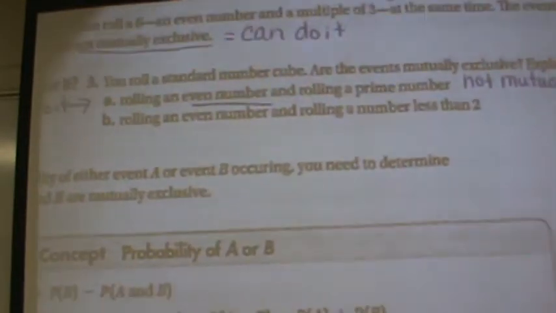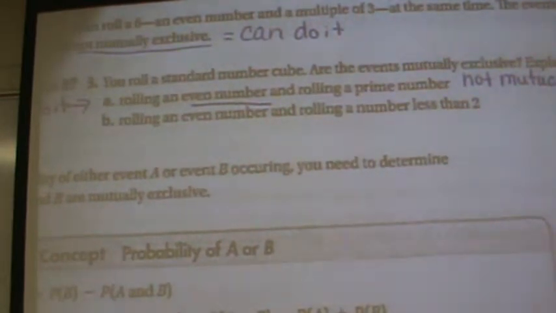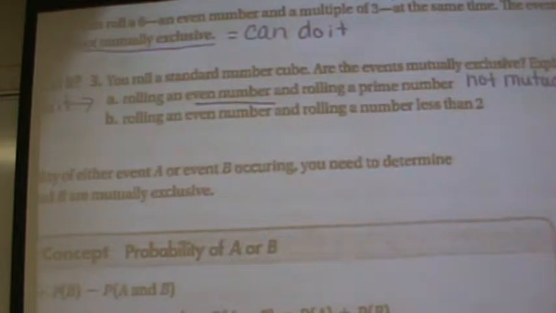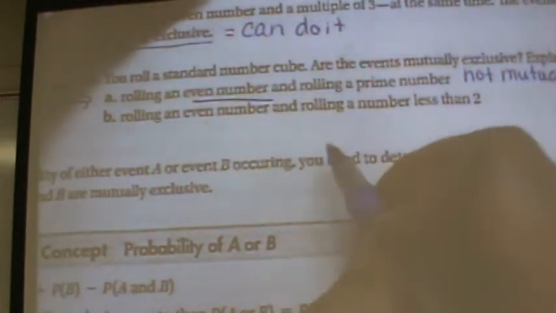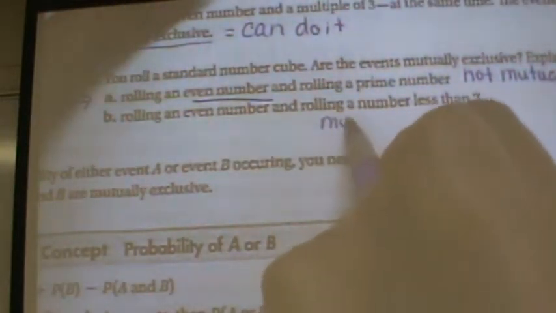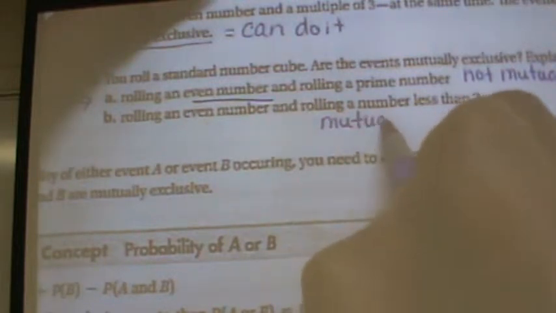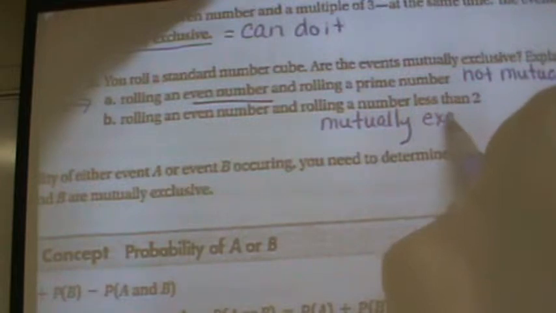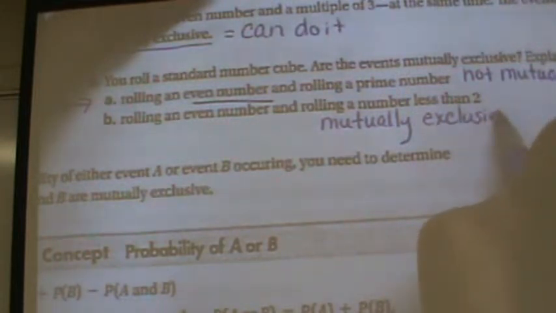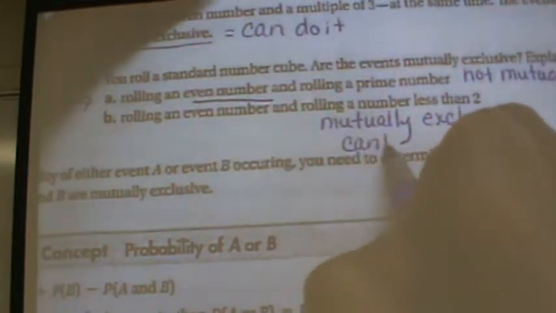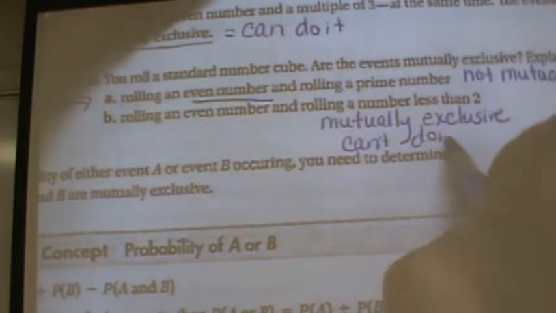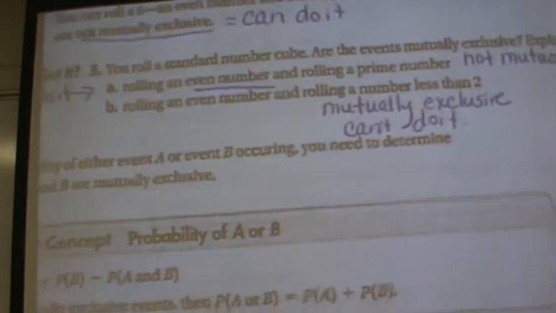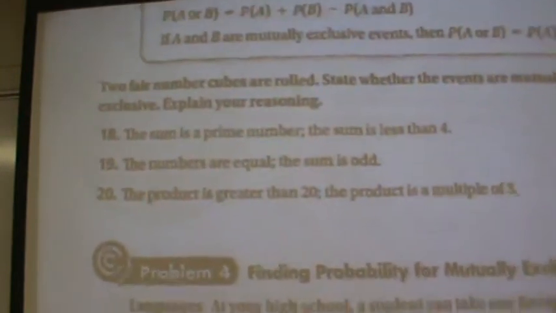How about the next one, B? Can you roll an even number and a number less than 2? No, this one is mutually exclusive. You can't do it. It's impossible. Okay? So now let's read 18, 19, and 20.